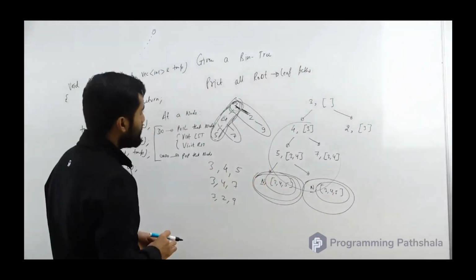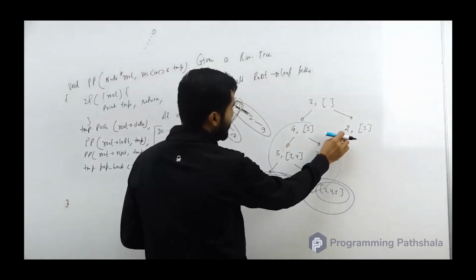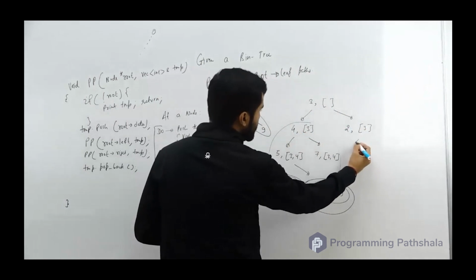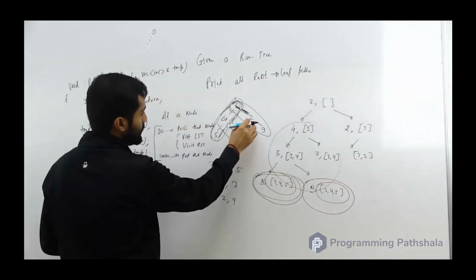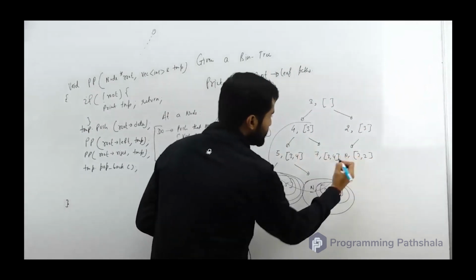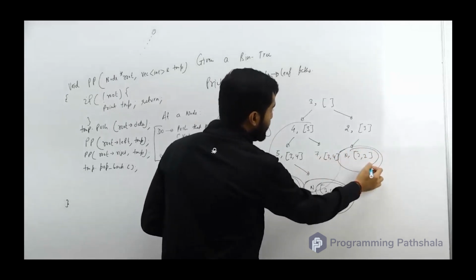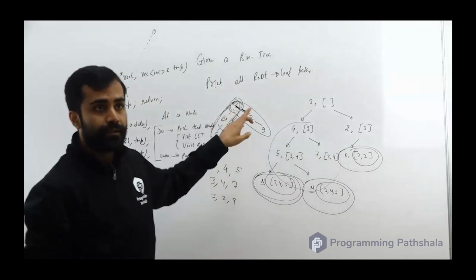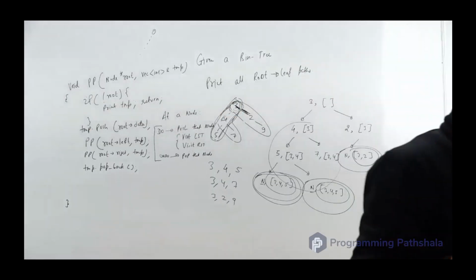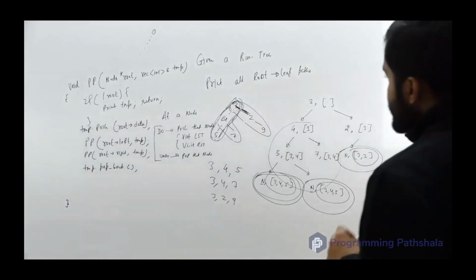Think of it. When you are at this node, what will you do? You will push this 2 inside this vector, and you will have 3, 2, and you will make a call to the left child of 2. The left child of 2 is null, right? Now again here, because this is null, you will print 3, 2. Now tell me one thing, do you want to print 3, 2? Do you want to say that 3, 2 is a root to leaf path? The answer is no. Why is the problem happening?